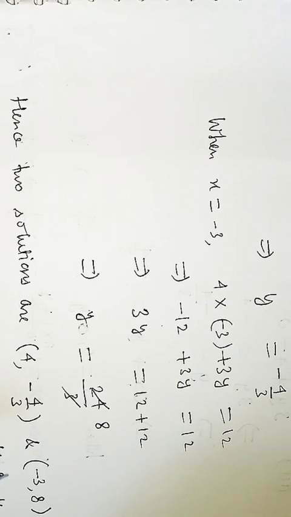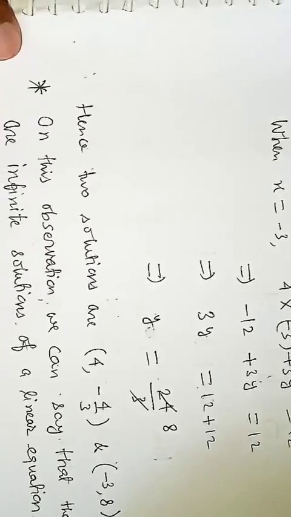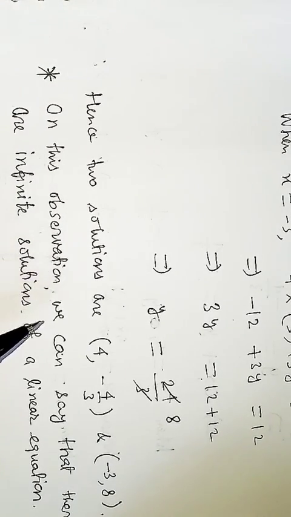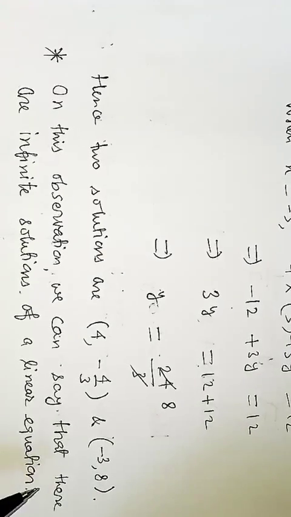On this observation, we say that x can take its value as any real number, and corresponding to every value of x, we have the value of y, and there are infinite real numbers, so we have infinite ordered pairs, and that's why on this observation we can say that there are infinite solutions of a linear equation.